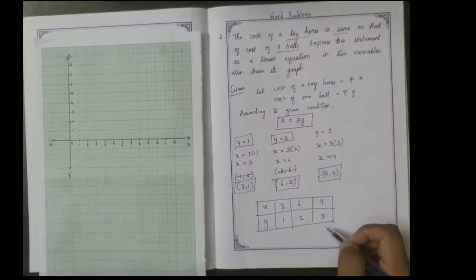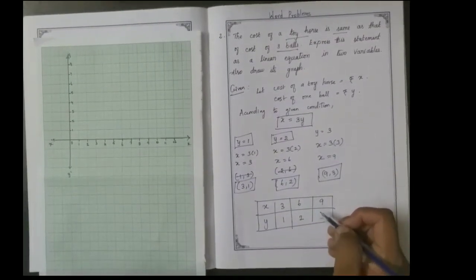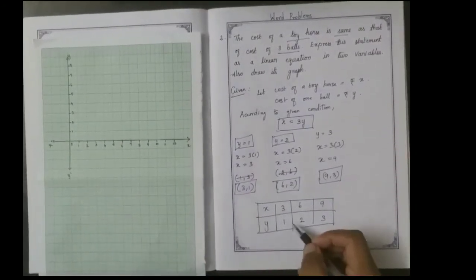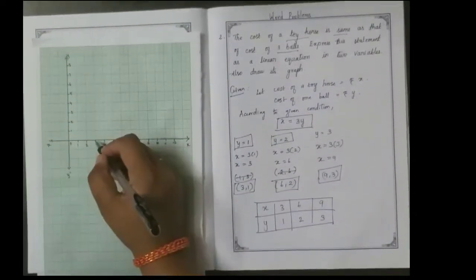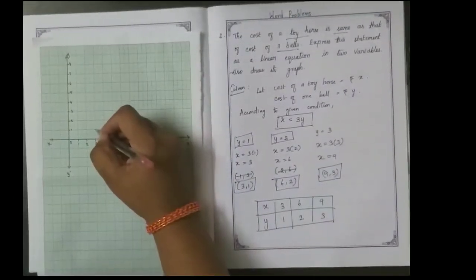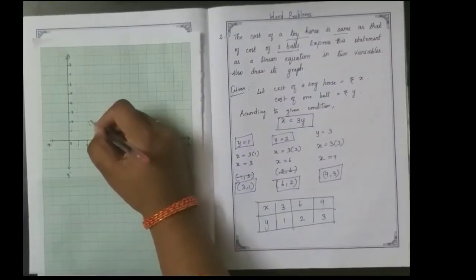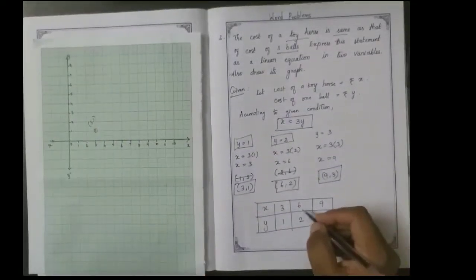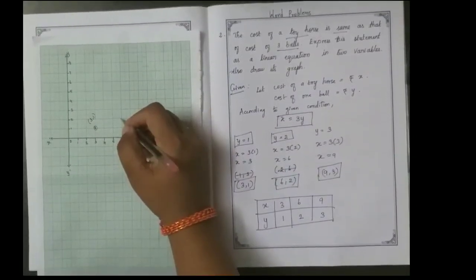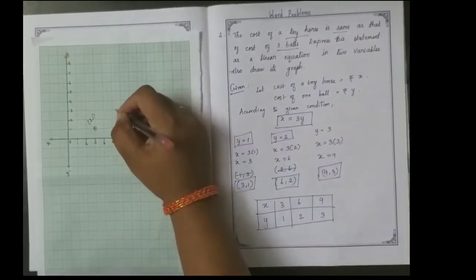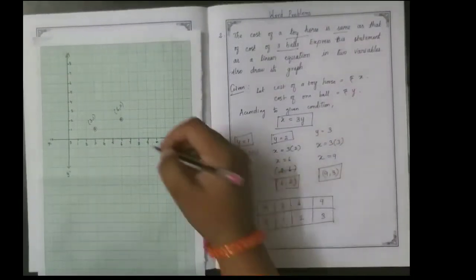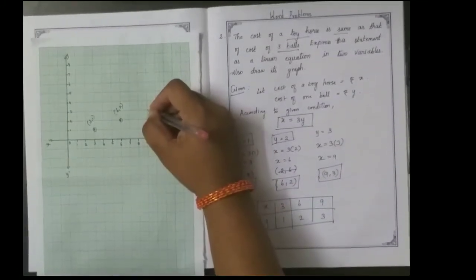So using this table, we are going to plot the graph for this equation. First pair is 3 comma 1: x is 3, the value of y is 1. The point is over here, 3 comma 1. The second pair is 6 comma 2. When x is 6, the value of y is 2. It's here. Similarly, the next value is 9 comma 3. When x is 9, y becomes 3.